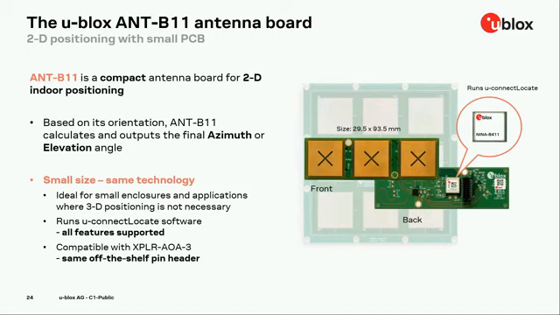So ANB-11 is a new product. It was announced only last week. We expect to have it available in the beginning of next year for prototyping and then going to initial production a few months later. So this sums up the line of products that we have available and that comprise our Bluetooth direction finding solution.